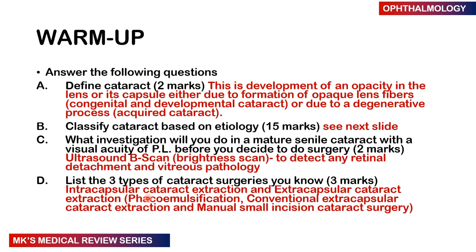Then the investigation that we must do in a mature cataract, of course, is an ultrasound B scan, where we want to detect any retinal detachment or any vitreous pathologies. Then of course, the 3 types of surgeries that we can do: intracapsular cataract extraction, extracapsular cataract extraction, which can either be phacoemulsification, which is usually classified on its own, conventional extracapsular cataract extraction, as well as manual small incision cataract surgery.